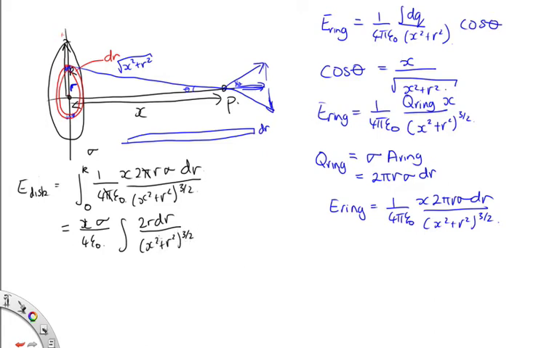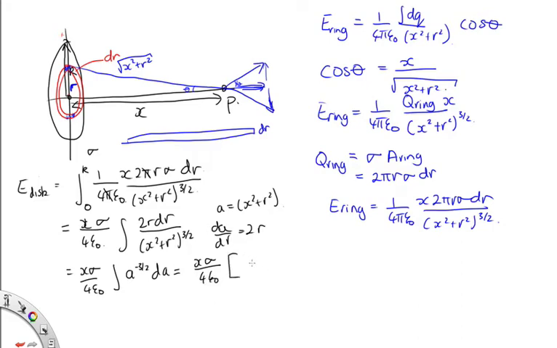Now the easiest way to solve this integral is by substitution. Let's let a equal x squared plus r squared, then dA dr is equal to 2r. So we can replace this 2r dr with dA. So this is equal to x sigma over 4 epsilon naught, the integral of a to the minus 3 on 2 dA. So that is equal to x sigma over 4 epsilon naught times minus 2a to the minus 1/2.